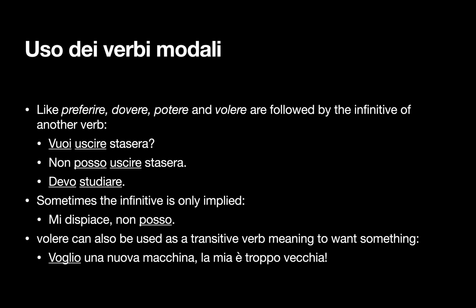So let's talk a little bit about how we're actually going to use these verbs in a sentence. Like preferire, which we discussed previously, dovere, potere, and volere are all followed by an infinitive of another verb. So, vuoi uscire stasera? Do you want to go out tonight? Non posso uscire stasera. I can't go out tonight. Devo studiare. I have to study.